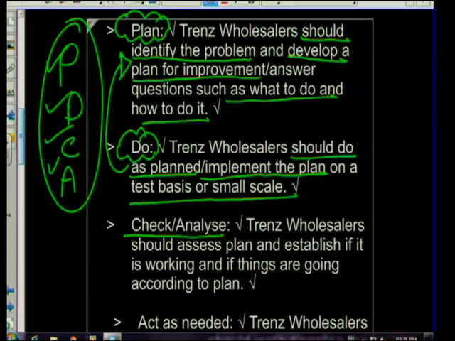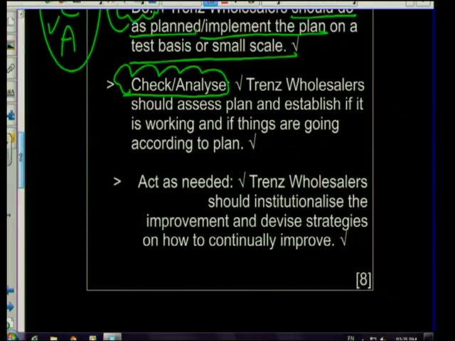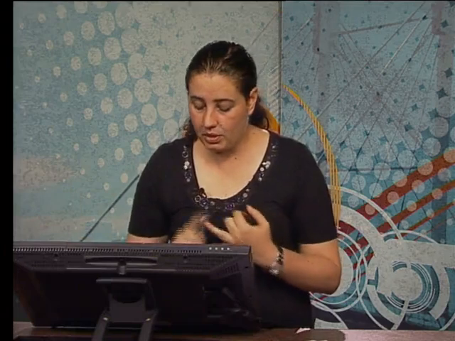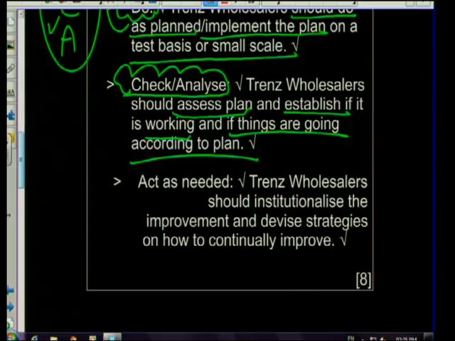So we're going to check or analyze what we've planned and done. So what goes with this? Trains Wholesalers should assess the plan and establish if it is working and if things are going according to the plan. So remember, we're looking at how to improve things. So let's start right from so we plan to check. So we plan for checking our products. Then remember the next one, we actually implement the plan. And then with C, checking, we check that people are checking the milk, implementing the planning, etc.